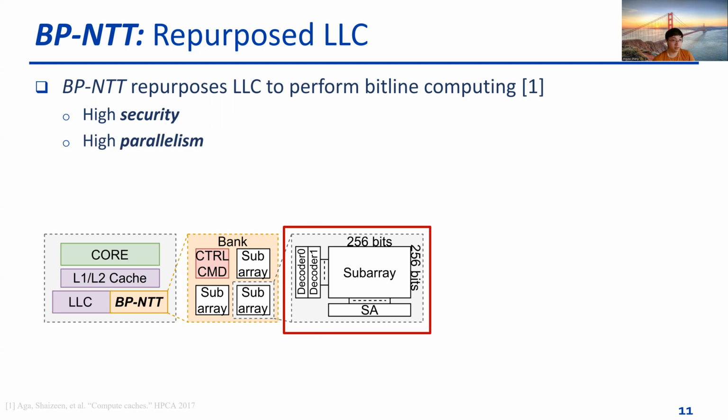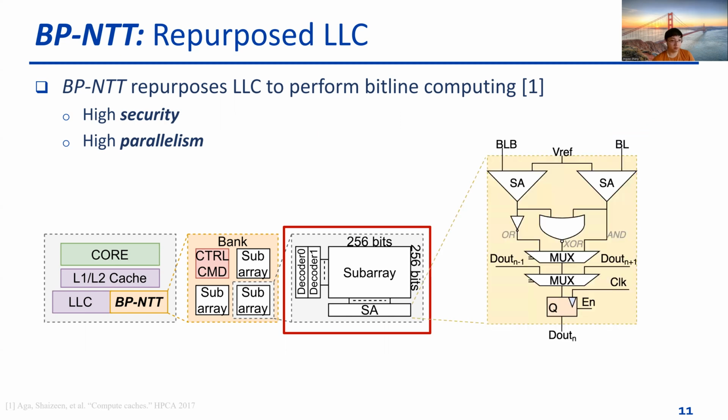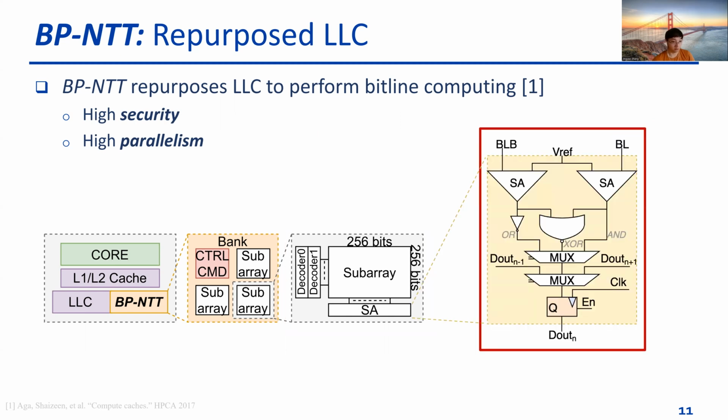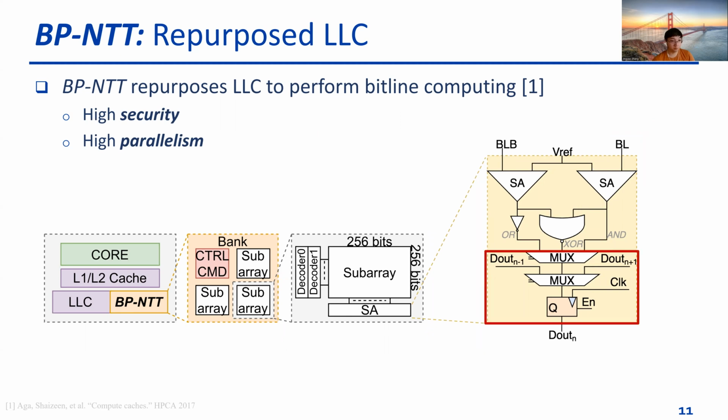Each data subarray is repurposed to be able to perform bitline computing, which has high parallelism. 2 decoders and modified sense amplifiers are introduced. Compared to prior works, BP-NTT adds 2 muxes and one latch to support 1-bit shift. The total area overhead is within 2% in a 256 times 256 subarray, which is trivial.